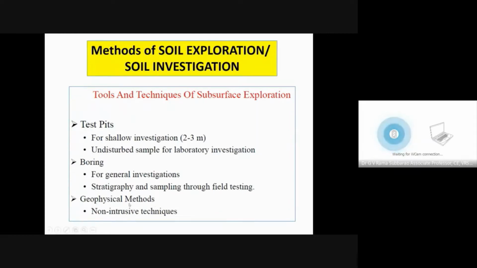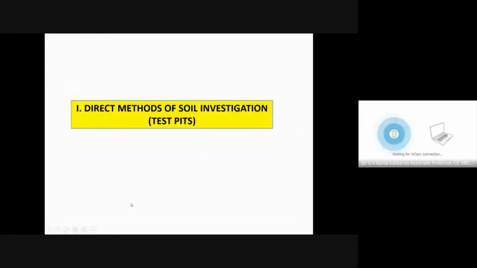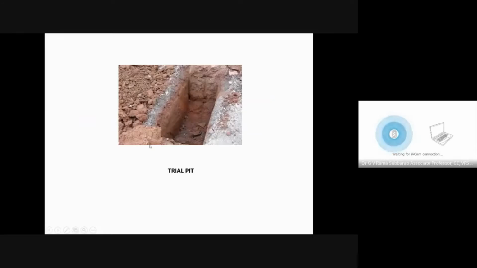They are indirect methods. Now I will try to show some pictures about how we usually do direct methods of investigation. Now you see here, it is a trial pit. That means we just made a pit in the ground. Now I'm trying to see the profile of the ground. To be frank, can anyone say what type of soil you can see here visually?